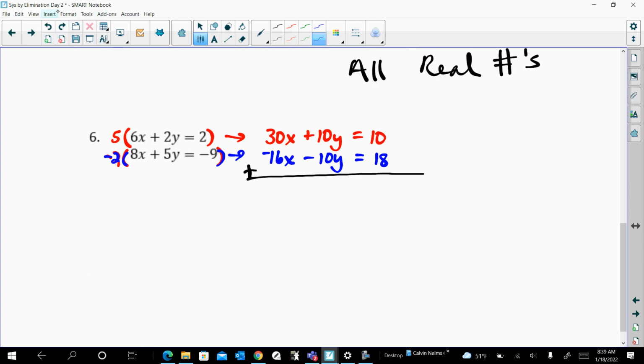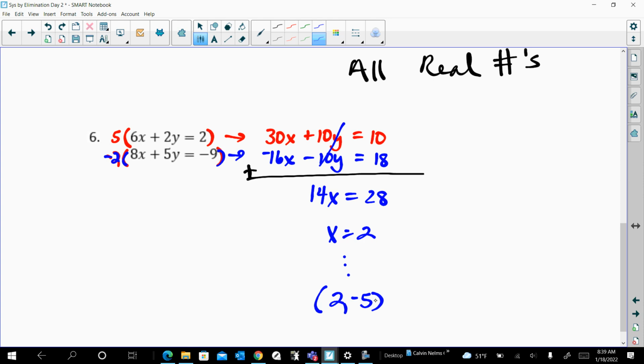Okay, I checked this. Most of you had this. We needed to make the y's opposite. That's the easiest one to do. And then depending on if you multiply the top by a negative or the bottom by the negative, eventually this would have come out to be 14x equals 28. So our x should equal 2. And most of you had this right. The answer was 2 comma negative 5. So you just plug that into one of the equations to get your solution.